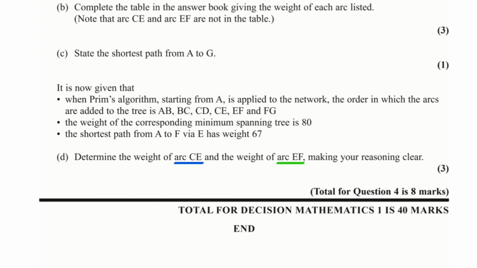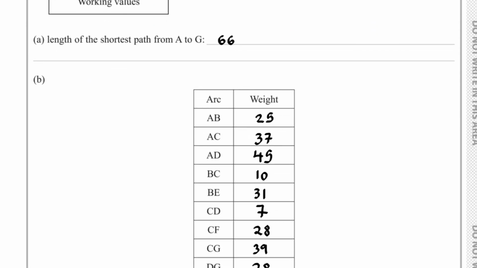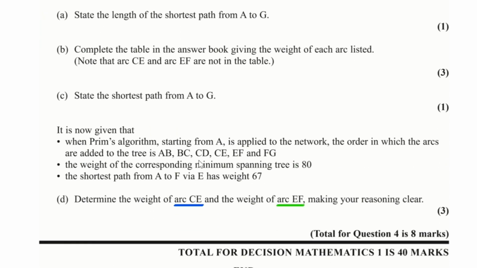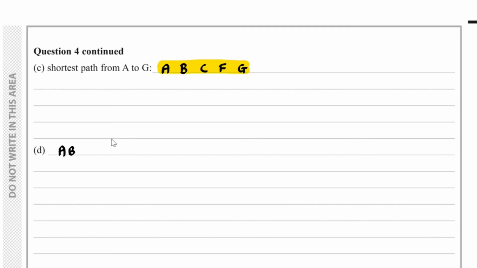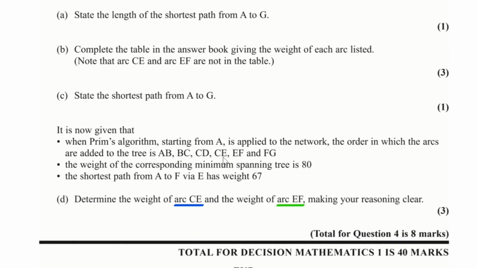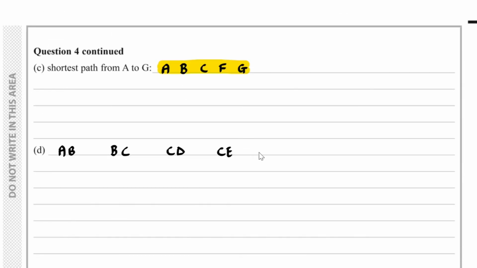So we start off with AB, and AB has weight 25. So for part D we have AB, and then after that we've got BC and CD. So then we've got BC and then CD. After that we've got CE, EF and FG. So this is the order in which we're selecting everything in.